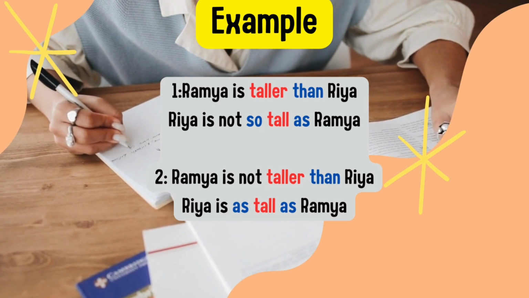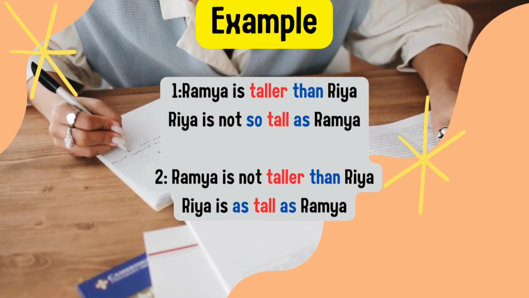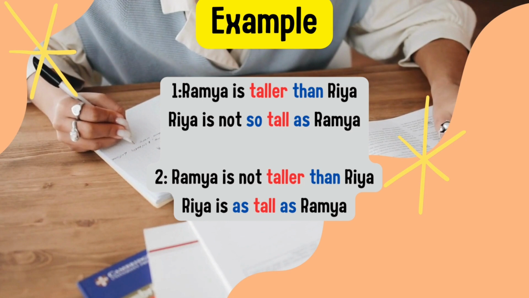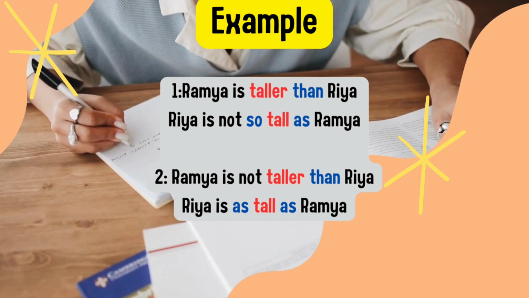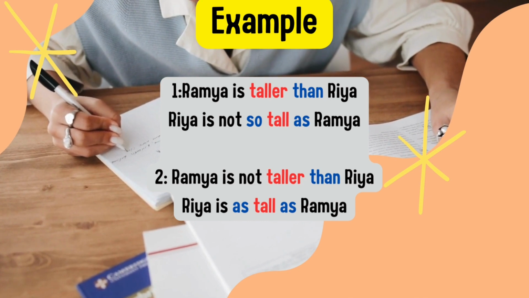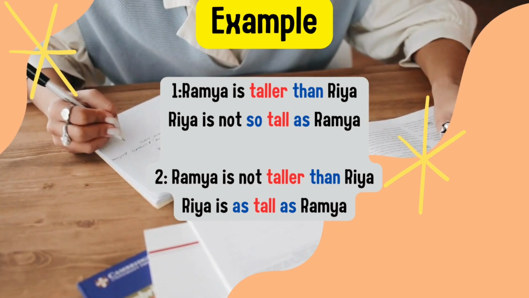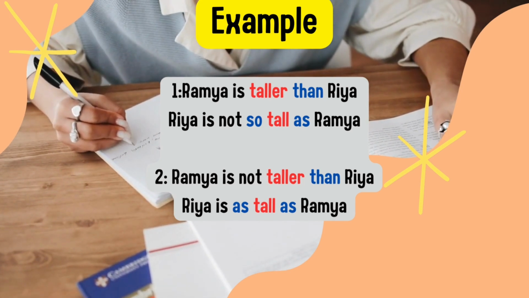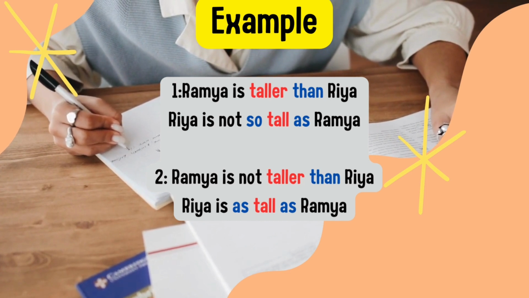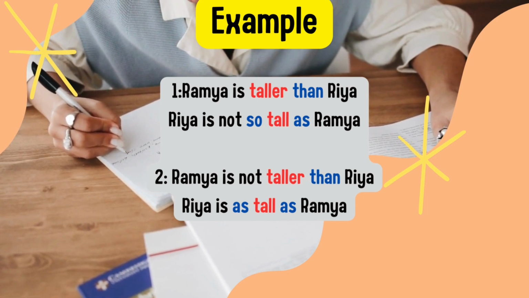Comparative to positive degree. First we need to swap the nouns. First write Riya, then the helping verb is. We don't have not in the comparative degree, so we need to write not. Riya is not. Next we have taller. The positive form of taller is tall. Positive degree type 1 clue word: as adjective as, not so adjective as. Here we have not, so we need to write so tall as Ramya. Riya is not so tall as Ramya.